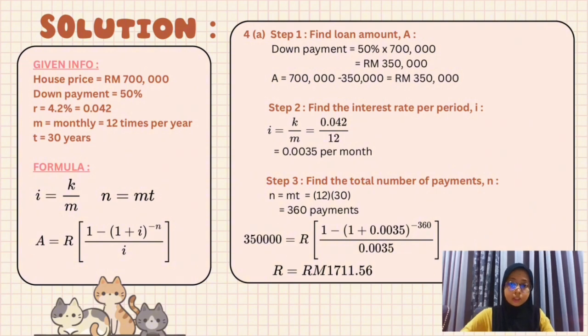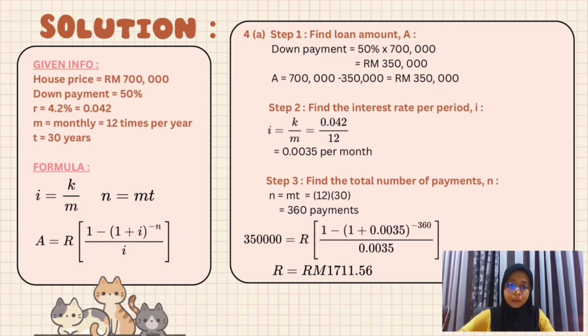So, for question 4A, we have to calculate the monthly mortgage payment. Step 1, we must find the loan amount A first. 50% we multiply by 700,000, we will have 350,000, and 700,000 minus 350,000, we will get A equals to RM 350,000. Step 2, we find the interest rate per period I.